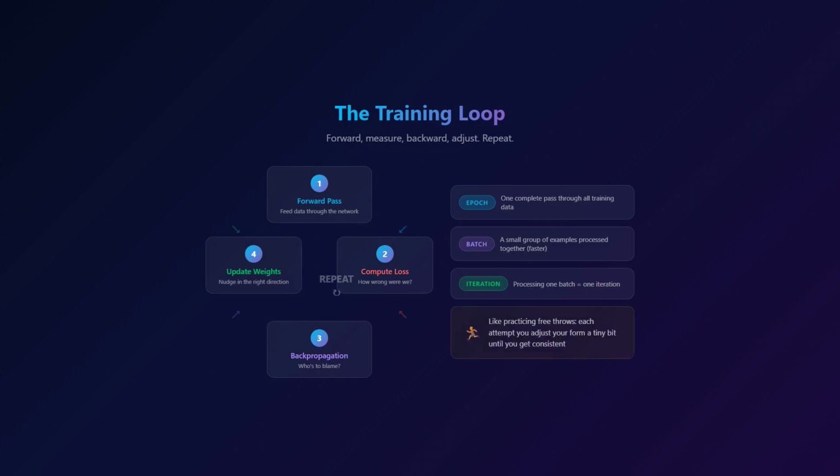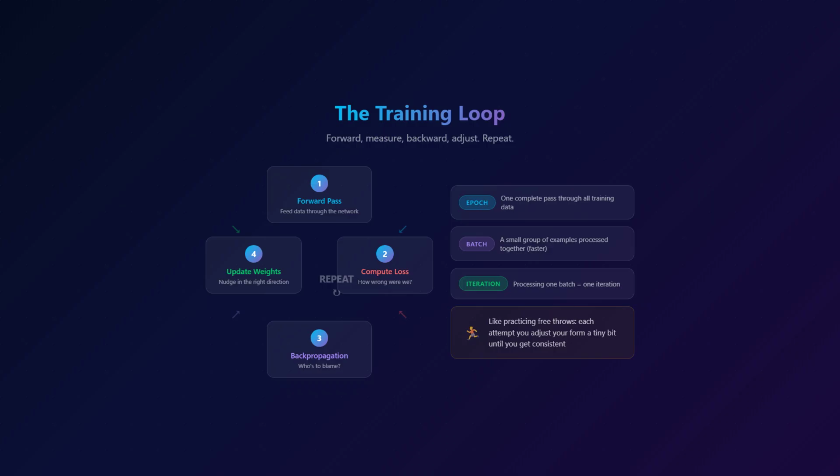Let's put it all together into the training loop. It's beautifully simple. Step 1: feed your data through the network. This is called the forward pass. The data goes in, flows through the weights and activations, and a prediction comes out. Step 2: Compare that prediction to the correct answer using the loss function. How wrong were we? Step 3: Run backpropagation to figure out which weights to blame. Step 4: Use gradient descent to adjust those weights a tiny bit in the right direction.